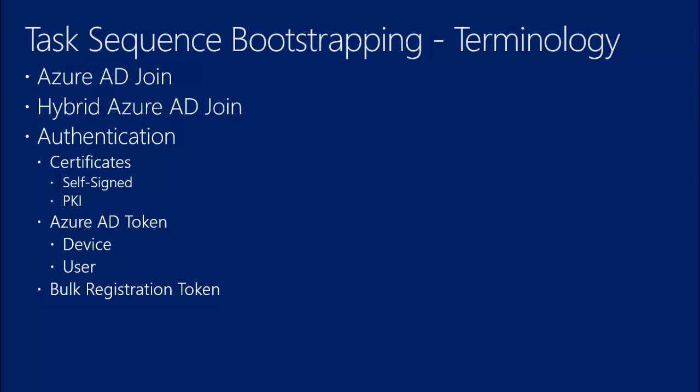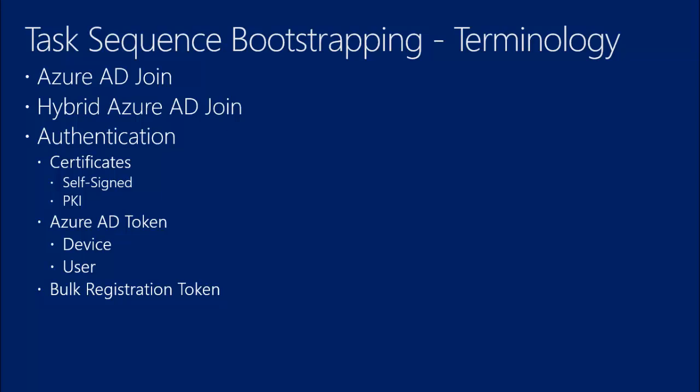So if the device is known to Azure AD, whether it is Azure AD joined or hybrid Azure AD joined, doesn't matter. If the device is known to Azure AD, it's going to have a device token. It's going to have a user token. We're going to discover that as part of managing the device, and then that token can be presented to the Cloud Management Gateway to authenticate the device is owned by your organization and should be allowed to talk with the Cloud Management Gateway. New in 2002, and we'll talk about here, is this thing called the bulk registration token.